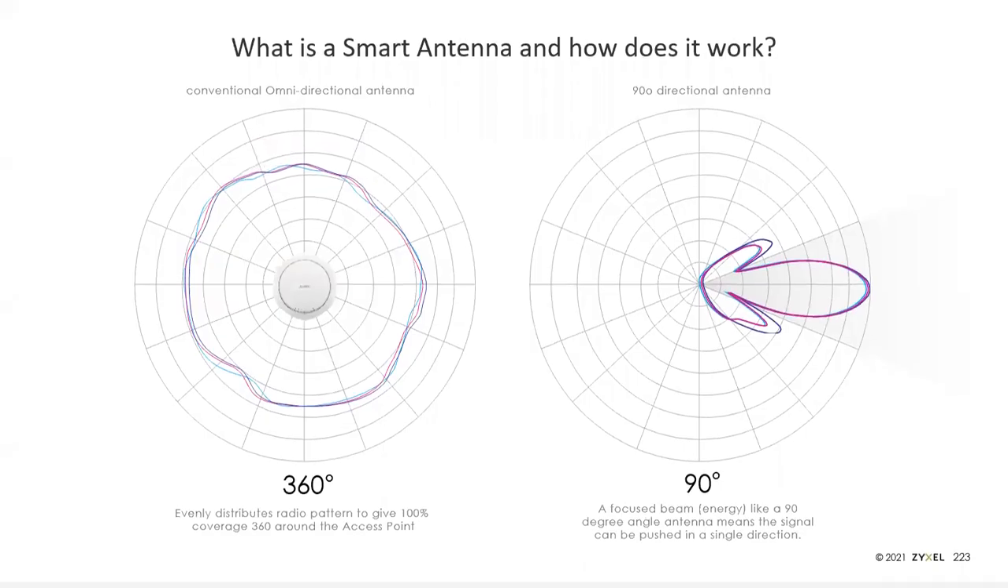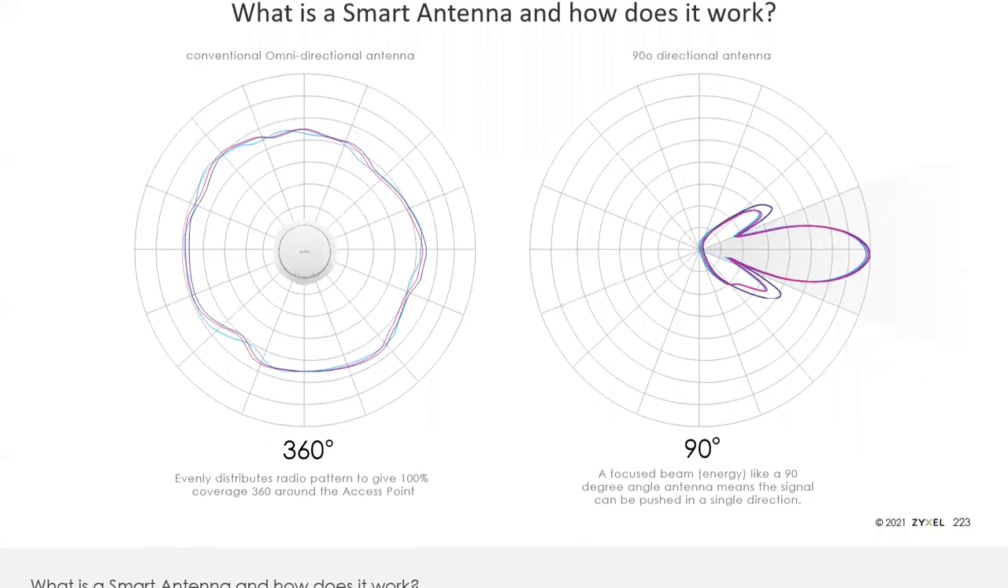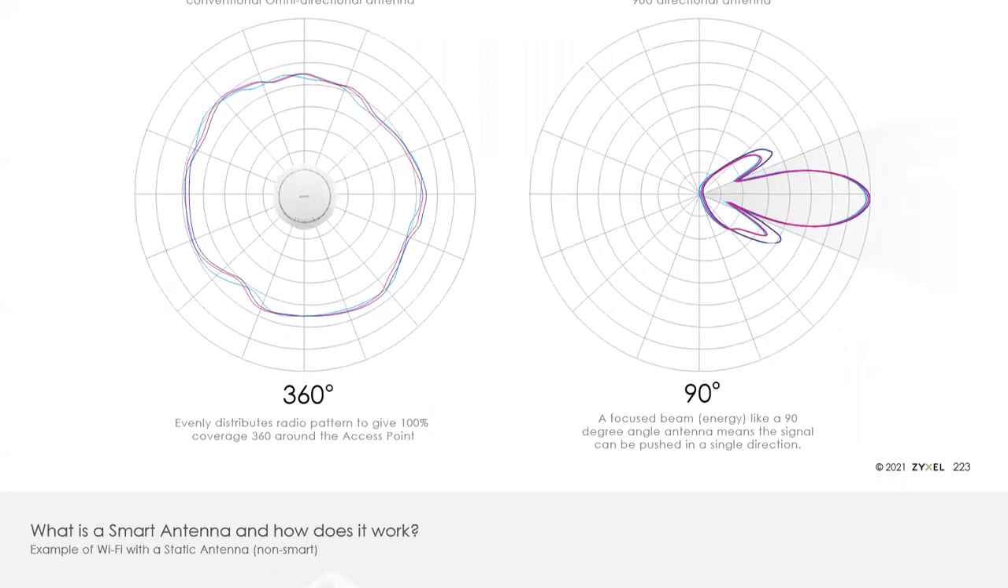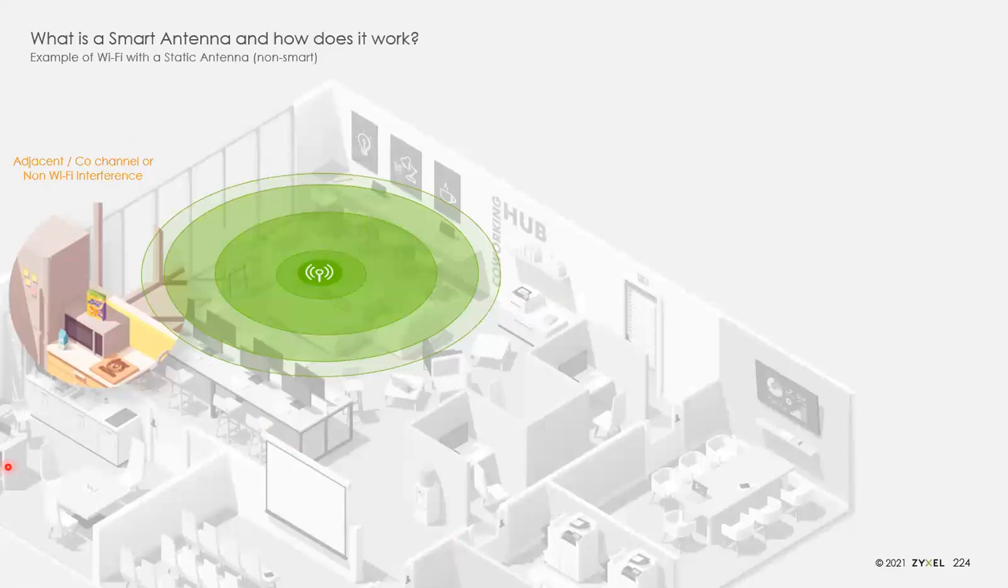let me show you an example here. So this is just showing a standard antenna. You've got this circular pattern. You introduce a source of interference. In this case, it's a microwave, but it can be another access point operating on the same channel. It can be a wireless camera. Lots of stuff that's using that same 2.4 and 5 gigahertz spectrum that standard Wi-Fi does.